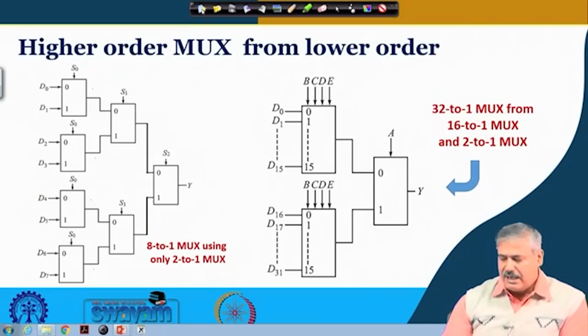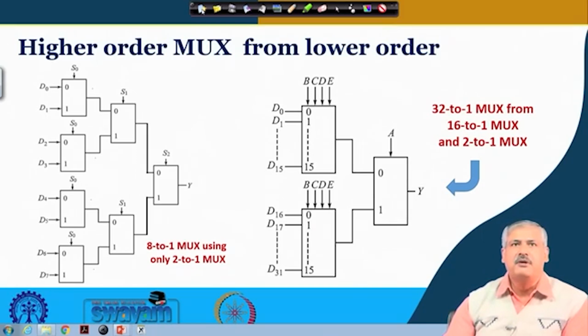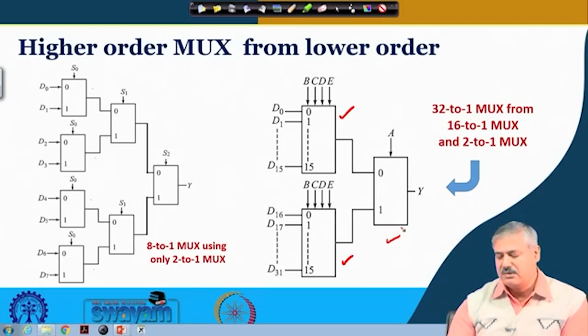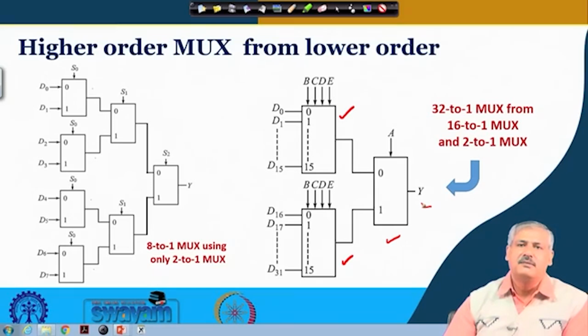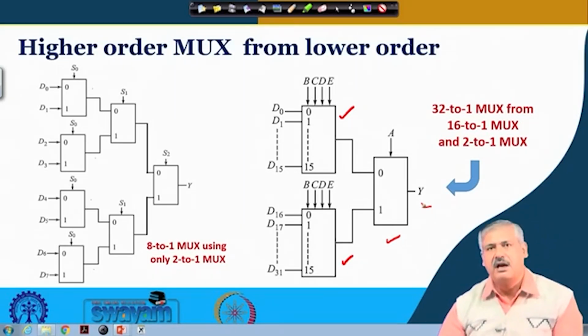Okay. And this is one example where a 32 to 1 multiplexer is obtained from 16 to 1 multiplexers and a 2 to 1 multiplexer. So, two 16 to 1 multiplexers are there, they are generating two outputs like the one that is there before, and one 2 to 1 multiplexer is combining these two outputs and is generating the output. So, these are different examples by which I hope it is clear to you how a higher order multiplexer can be obtained from lower order, and also we have seen how lower order can be obtained from a higher order. Okay.